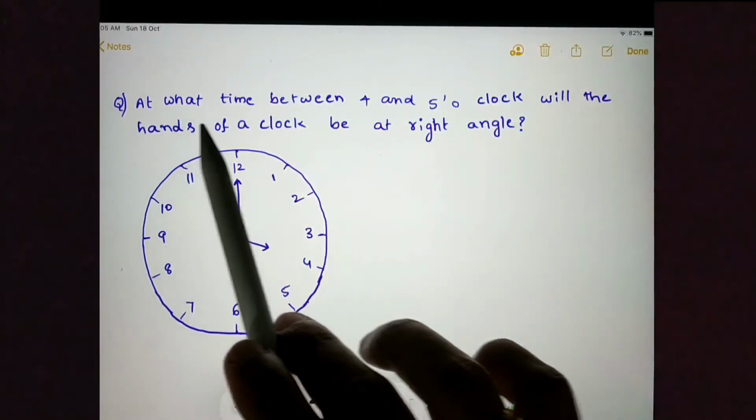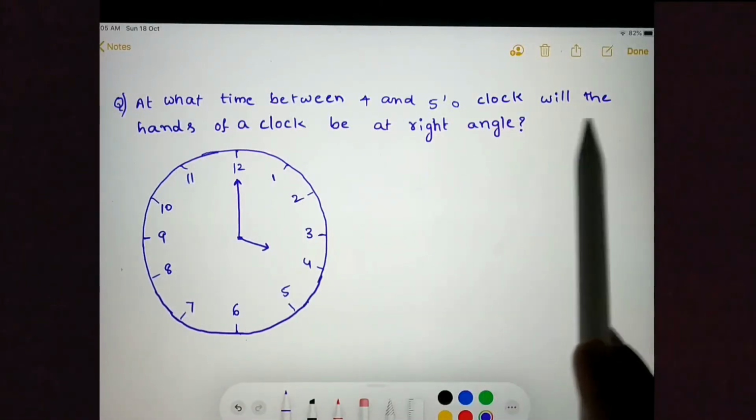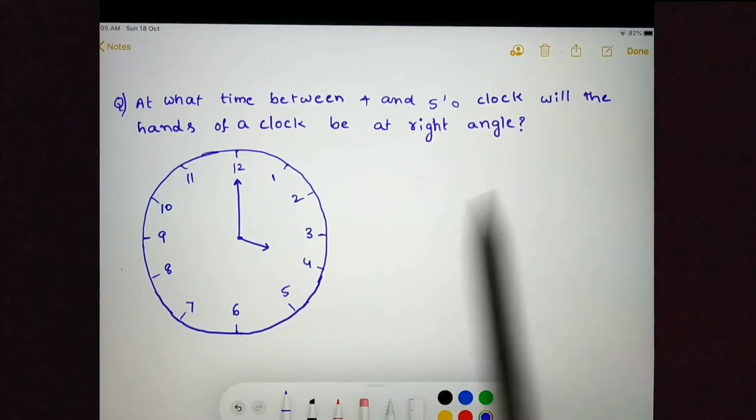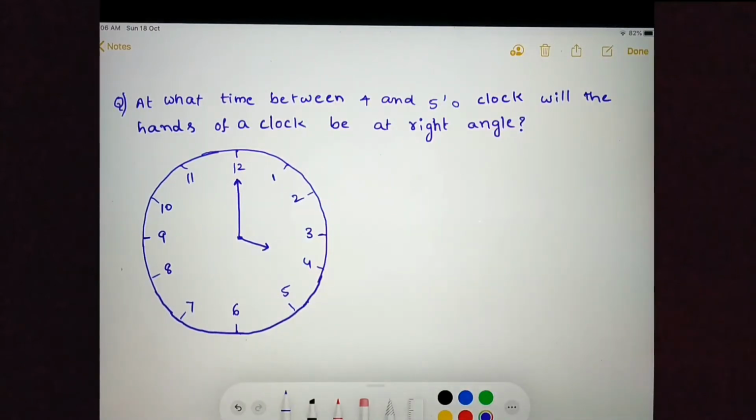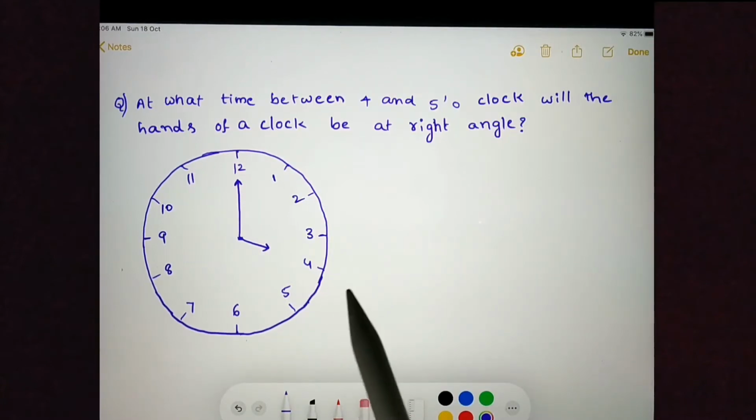Question is, at what time between 4 and 5 o'clock will the hands of a clock be at right angle? Right angle means angle between two hands should be 90 degrees. So at what time the angle between two hands will be 90 degrees? That is what we need to identify.